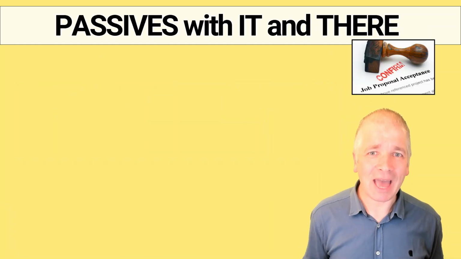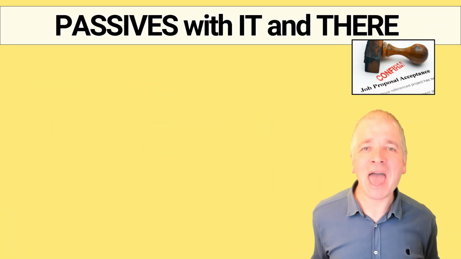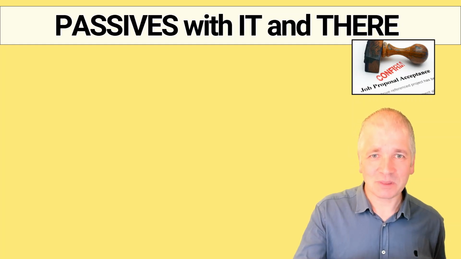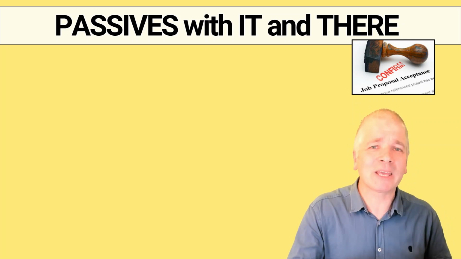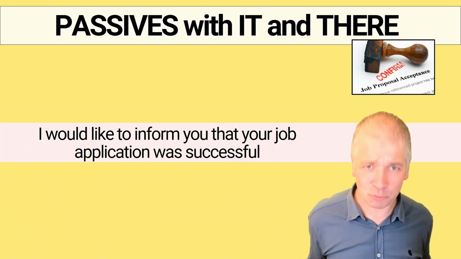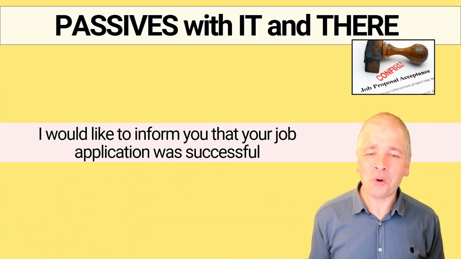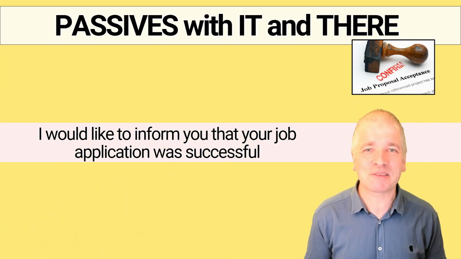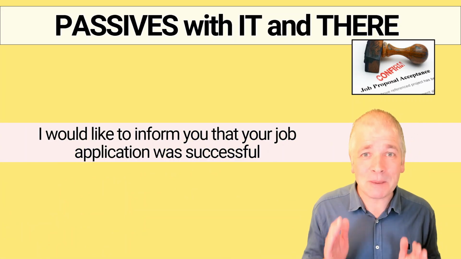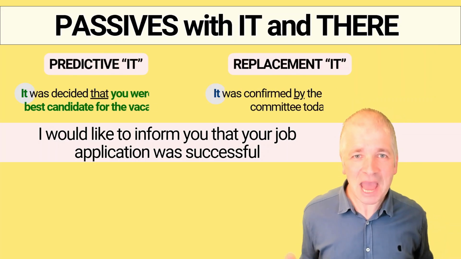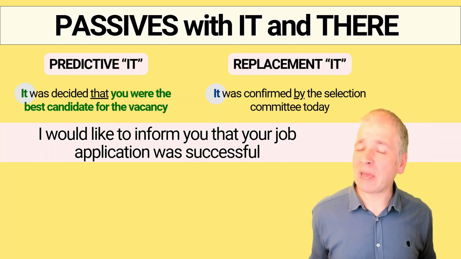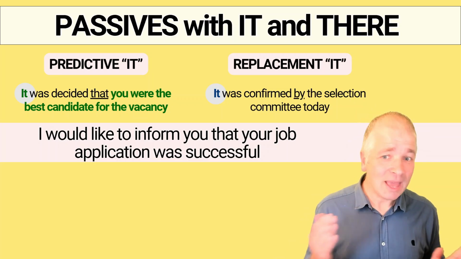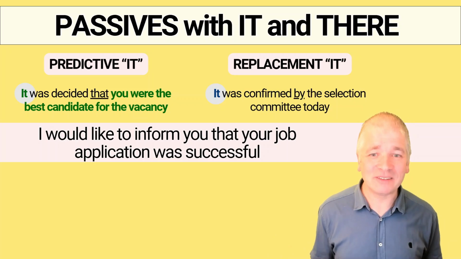Now let's look at using it and there with the passive. In the picture, you can see someone's job application has been approved. I would like to inform you that your job application was successful. It's good news for many people. And here's some further explanation about this. It was decided that you were the best candidate for the vacancy. It was confirmed by the selection committee today.